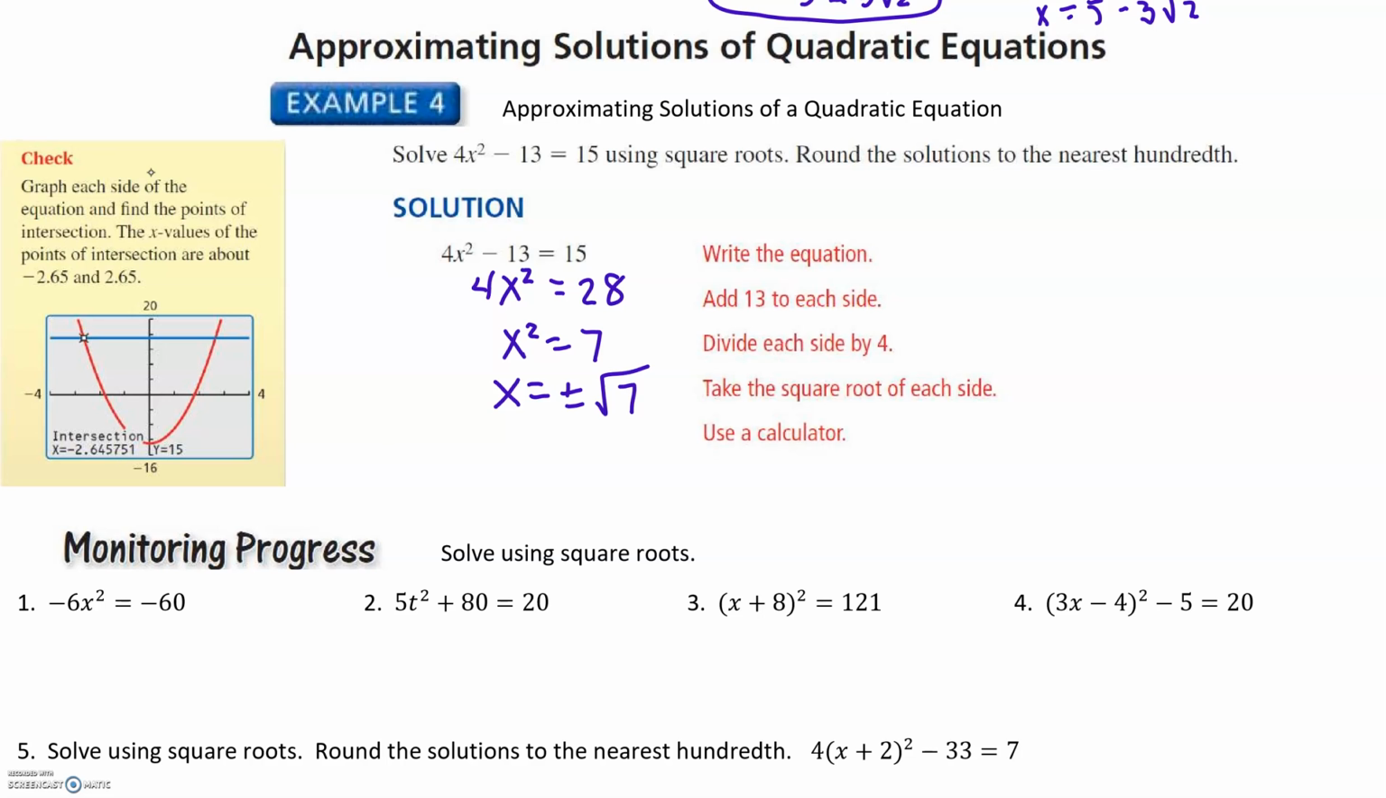Then we're going to use the calculator. We're just going to do the square root of 7 on the calculator. So one of the solutions will be square root of 7, which if I round it to the nearest hundredth is, let me grab my calculator, square root of 7, 2.6457. It's going to round to 2.65. That's the positive solution. And then we have the negative square root of 7 as well. And those are our solutions.